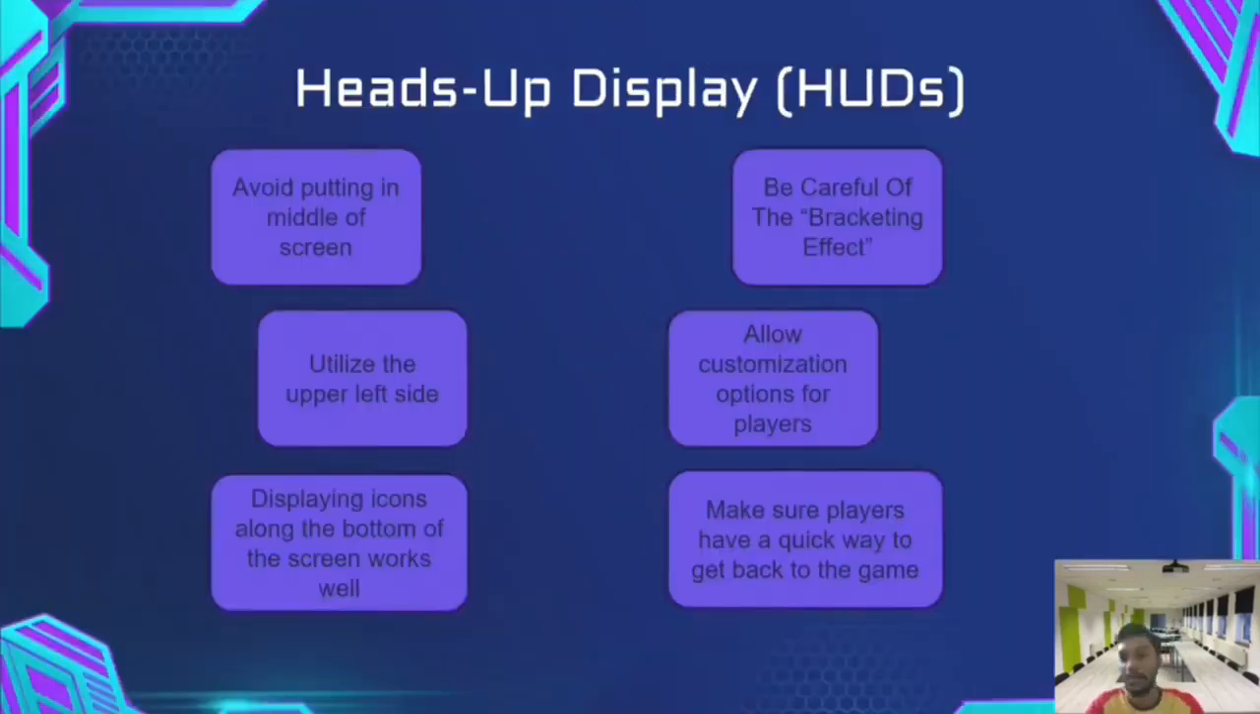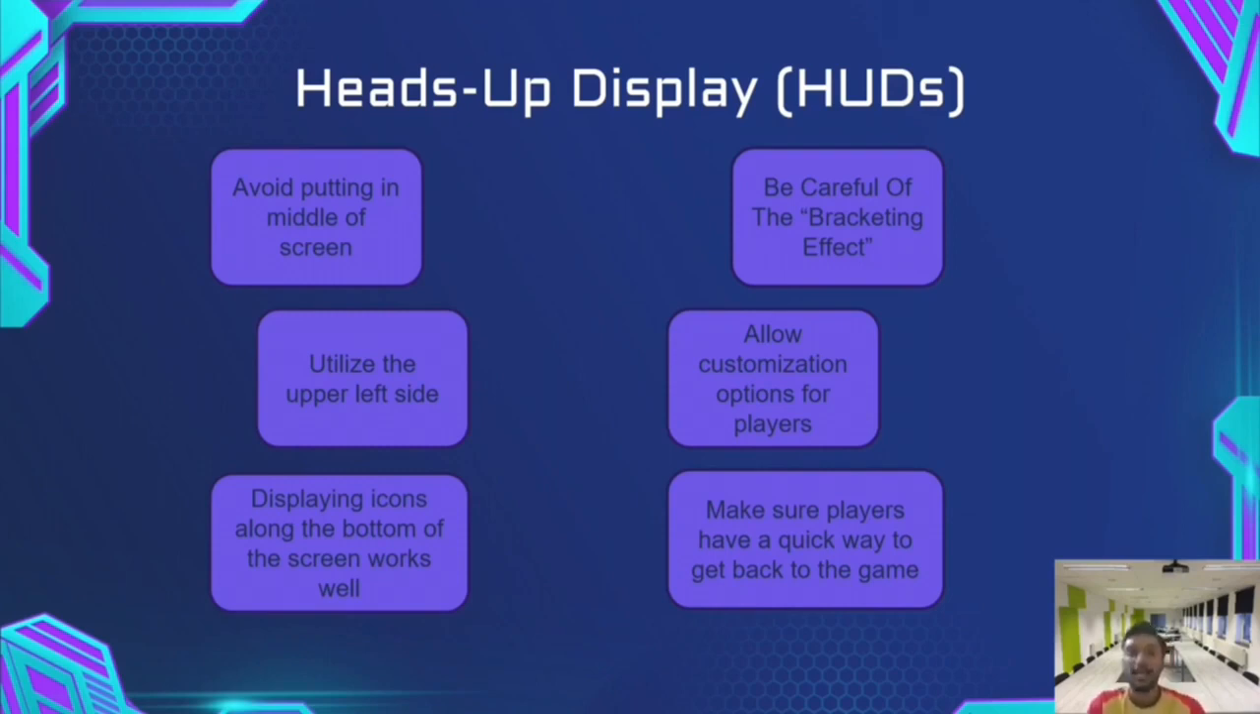When we have created the icons for our game, obviously we are going to place them on our screen. Let's see the ways to place the icons effectively in our game. Firstly, we should avoid putting them in the middle of the screen because that's where the action of the game will be happening. Second, we should utilize the upper left side of our game screen because the upper left side is traditionally used for the most important information. Then, displaying icons along the bottom of the screen works well too.